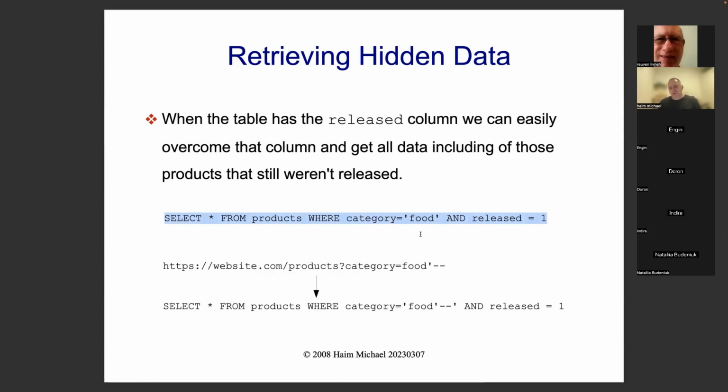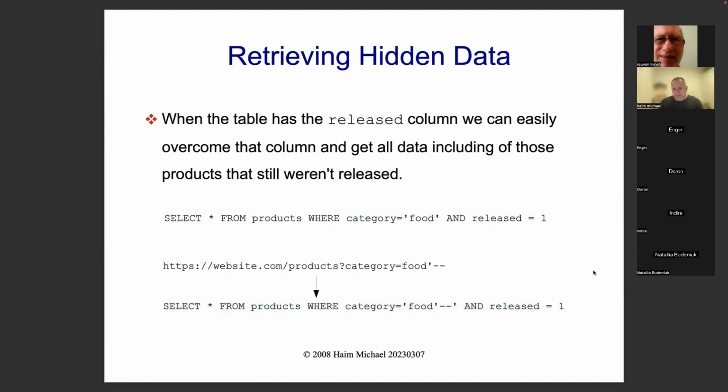Now, if we somehow find a way to send, together with the request that is sent to the server side, a category that looks like this one, then the SQL statement that will take place will be this one, meaning that all of this will be ignored. This part will be ignored because dash dash is a way for creating a comment, and we shall get the details of all products in category food.